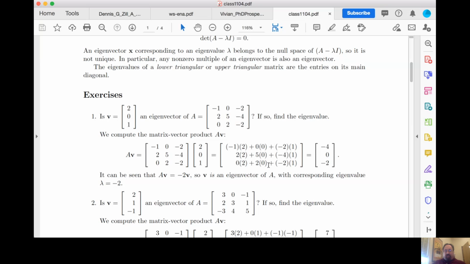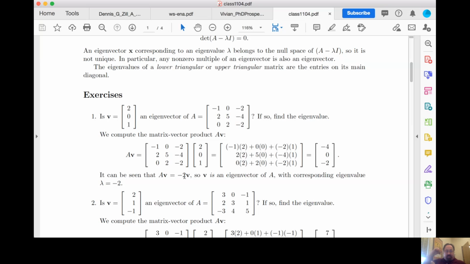And I go ahead and compute all of that, and this is what I get: minus 4, 0, minus 2. So what you do now is you compare this to the original vector V. Is A times V a scalar multiple of V? And you can see that it is, because all I have to do is take this vector, multiply it by minus 2, and I get this vector. And that's what we see here. A times V is equal to minus 2 times V.